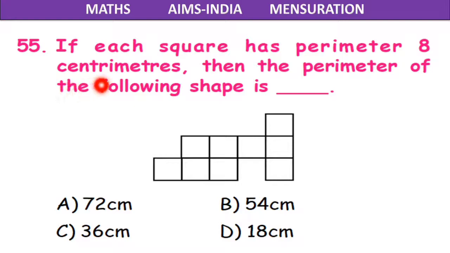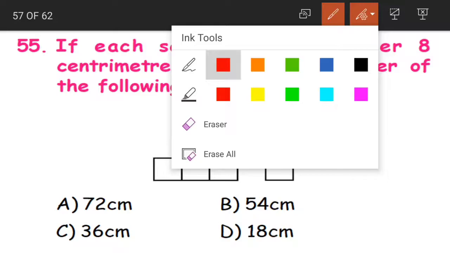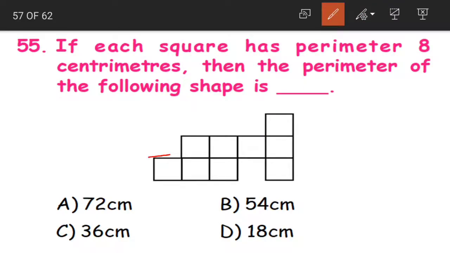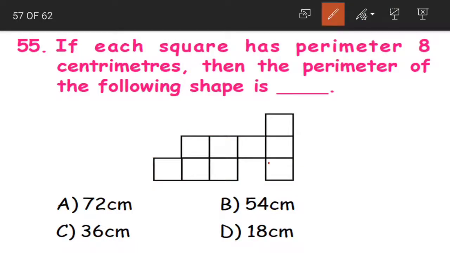Now next question number 55. If each square has a perimeter of 8 centimeters, then the perimeter of the following shape is dash. Now this question, children, what are they saying? This square has a perimeter of 8 centimeters. Now we have to find out the perimeter of the entire shape. That means the length of the boundary. We have to find out this length. Yes or no? So to find out this length, we need to find out the length of each side of the square. What should we do? We should find out the length of each side of the square.